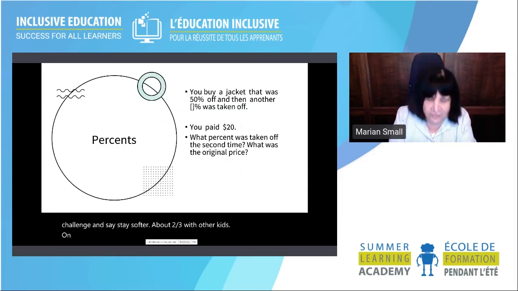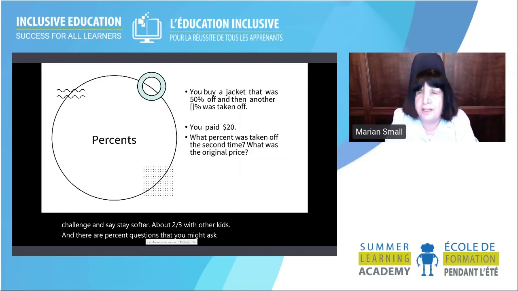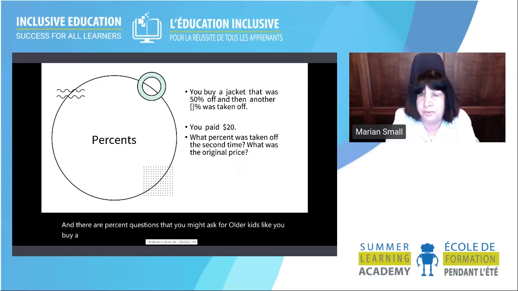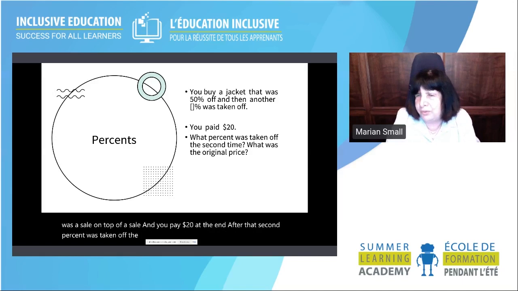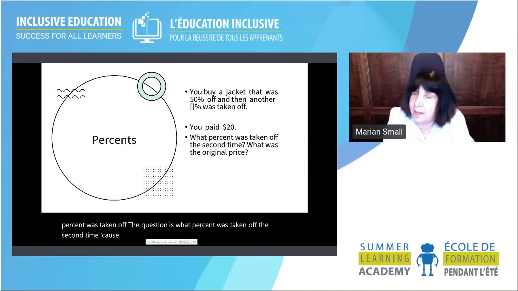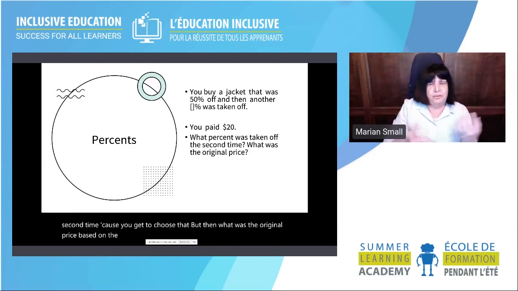There are percent questions that you might ask for older kids. Like, you buy a jacket that was 50% off, and then another percent was taken off, like it was a sale on top of a sale, and you pay $20 at the end after that second percent was taken off. The question is, what percent was taken off the second time? Because you get to choose that, but then what was the original price based on the percent that you chose? So kids have to decide what to do.